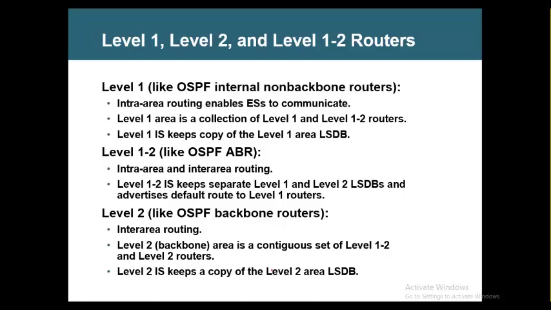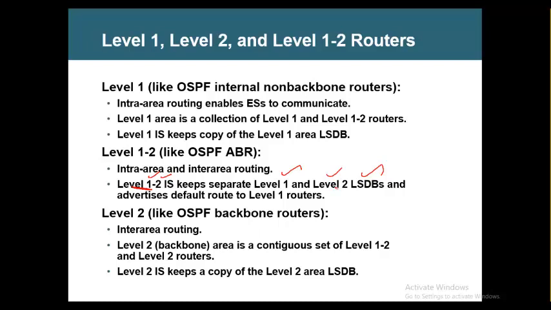L1, L2 routers can be a member of both, so it can be a neighbor to both L1 and L2. It is like an ABR. So L1, L2 routers keep a separate L1 and a separate L2 database. This is what I was telling the other day. There will be two separate instances of neighborship and two separate databases, one for L1 and one for L2.